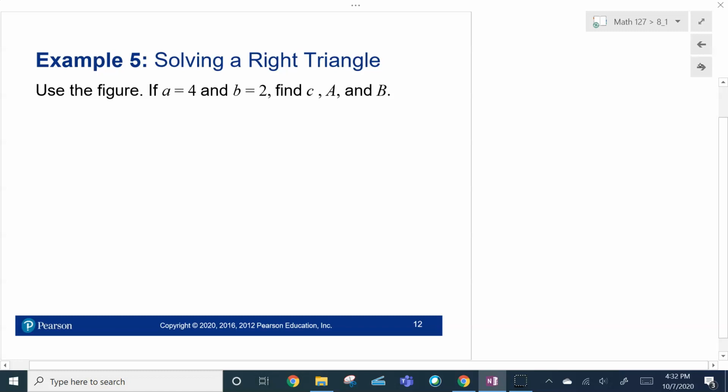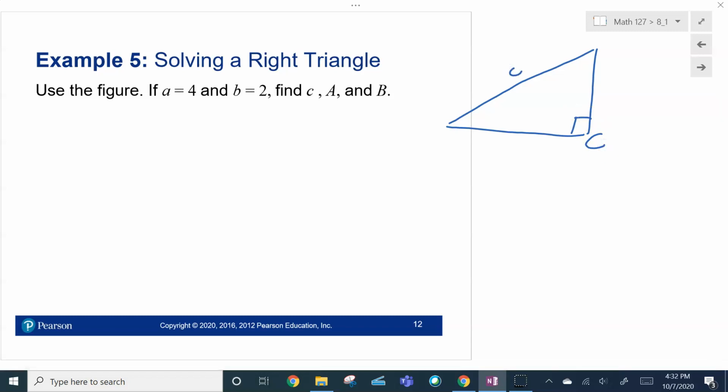All right, how about this one? If a is 4, b is 2, find lowercase c, capital A, capital B. Well, let's go ahead and draw our right triangle. We've got the right triangle, so angle C, that'll be lowercase c, the hypotenuse. Call this angle A, which means the opposite side is lowercase a, and angle B, which means the opposite side is lowercase b. And they say b is 2, a is 4. Find the remaining parts.